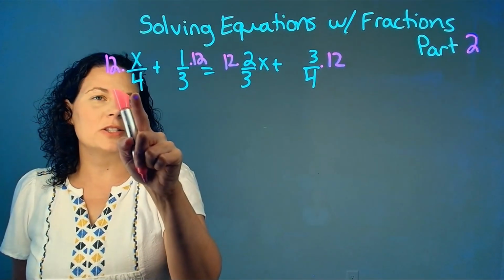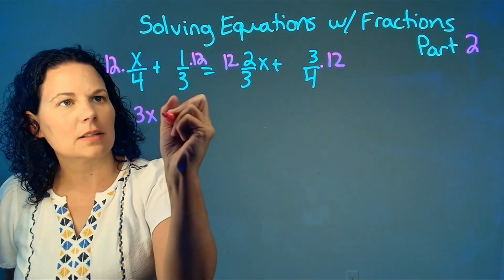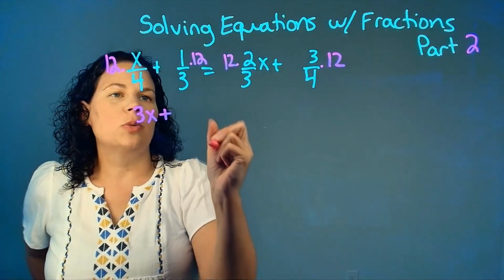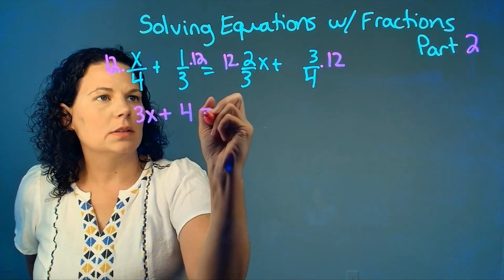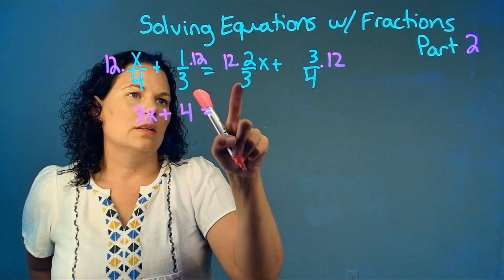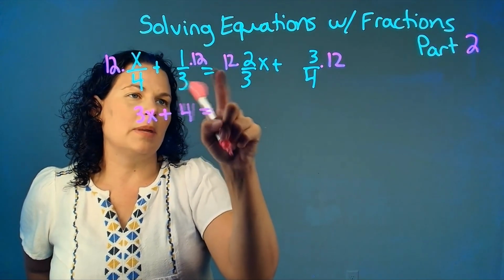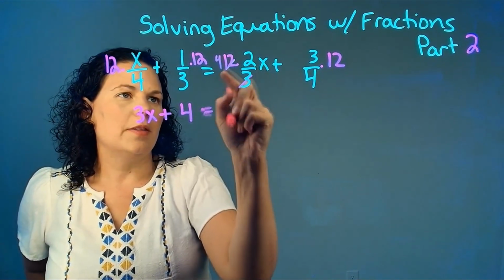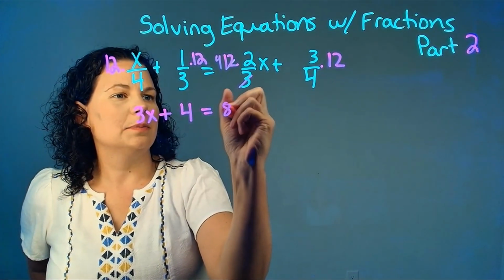12 divided by 4 is 3. That becomes 3x. 1/3 times 12 is 4. All right, let's see. 3 on the bottom. You could cross cancel and make that a 4. And then do 4 times 2, which is 8.